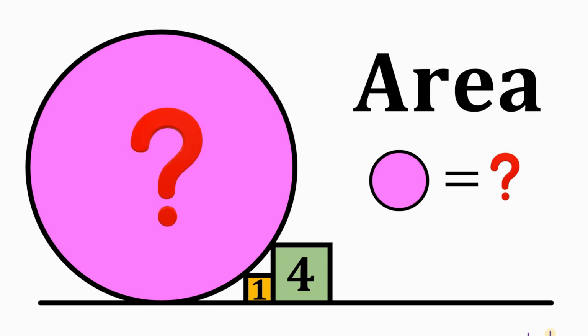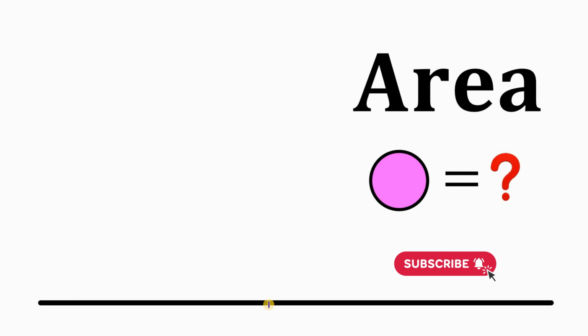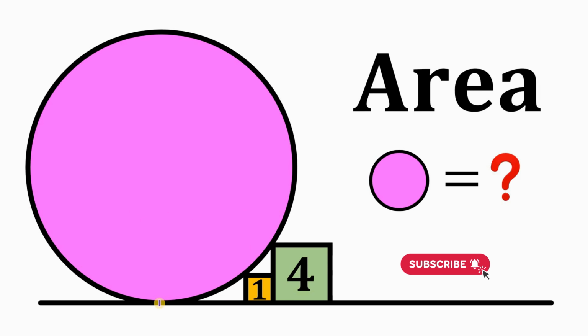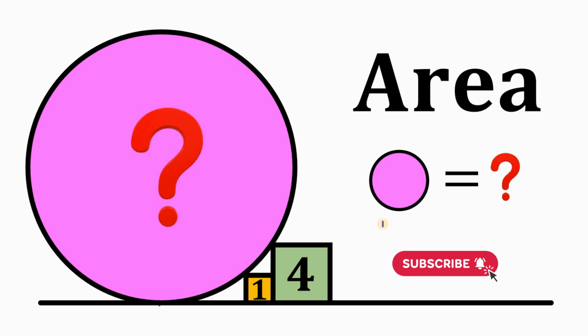Can you solve this geometry challenge? Here's the question. Given a square with an area of 1 square unit and another square having an area of 4 square units. Now let's draw a circle such that this circle is tangent to the floor and tangent to the tip of our squares. And the question is, what is the area of this pink circle?